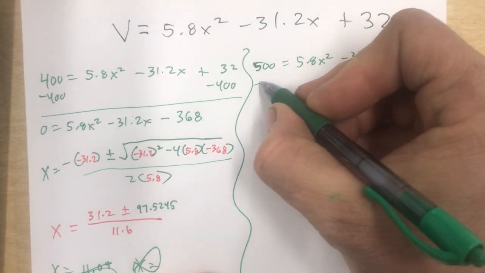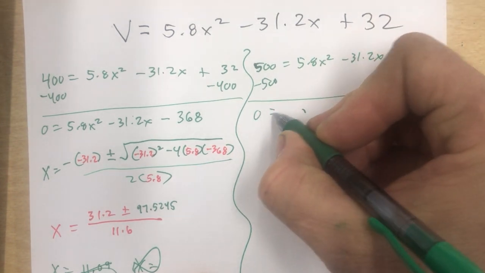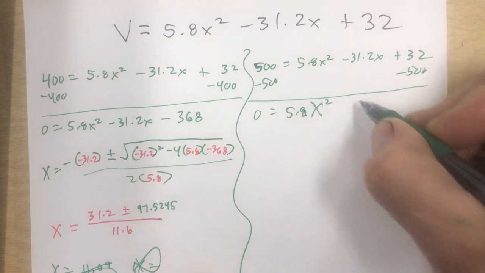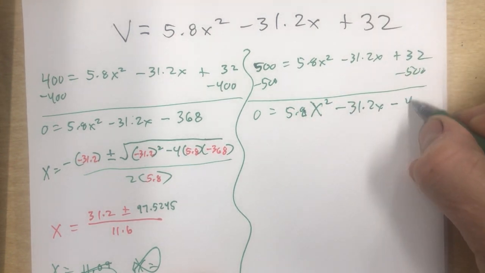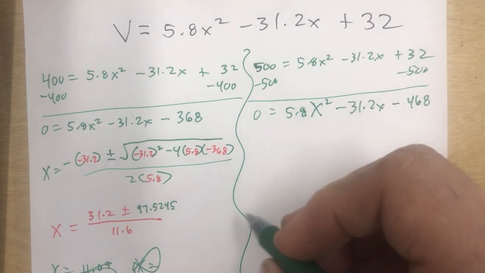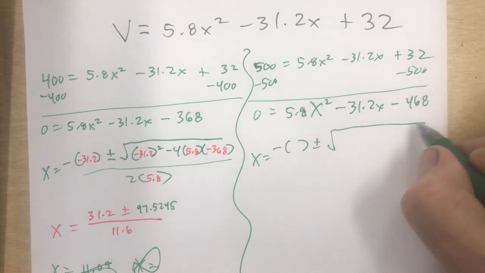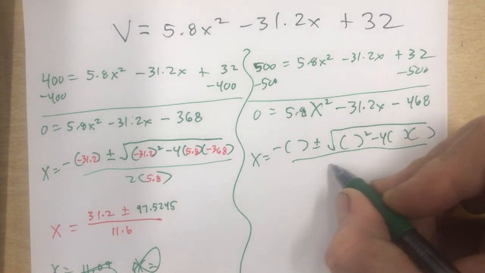All right, so I'm going to minus 500. I got 0 equals 5.8x squared minus 31.2x. That's going to be minus 468. x equals negative b plus or minus the square root of b squared minus 4ac, all over 2a.